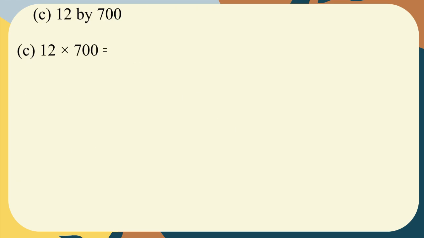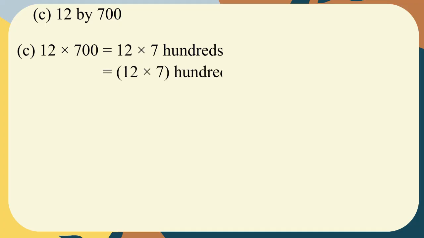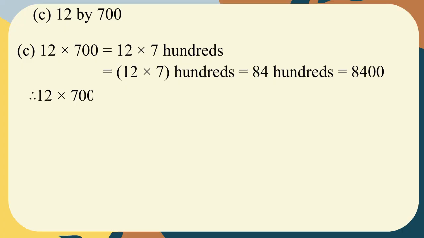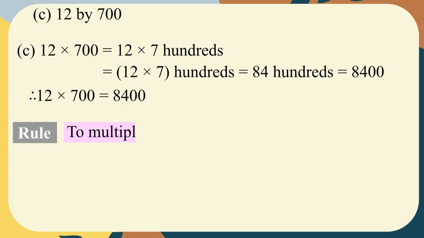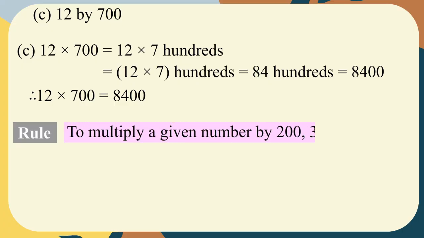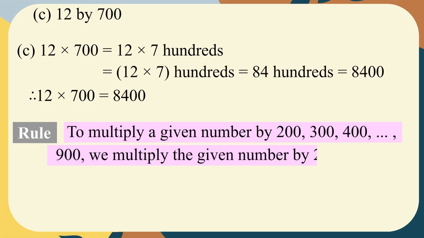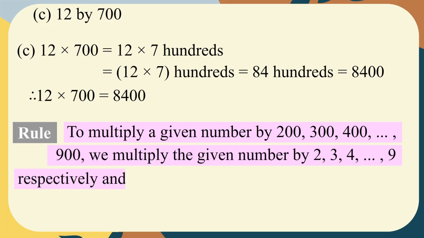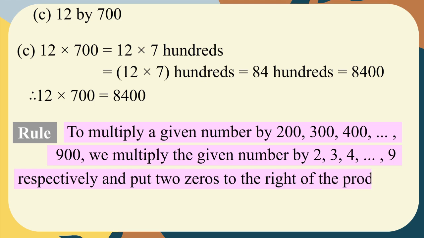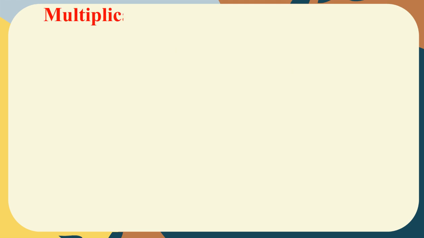C. 12 multiplied by 700, which is equal to 12 multiplied by 7 hundreds. 12 multiplied by 7 hundreds is equal to 84 hundreds, which is equal to 8,400. Rule: to multiply a given number by 200, 300, 400 till 900, we multiply the given number by 2, 3, 4, 9 respectively and put 2 zeros to the right of the product.